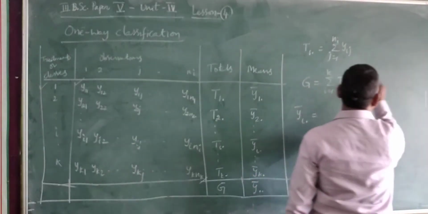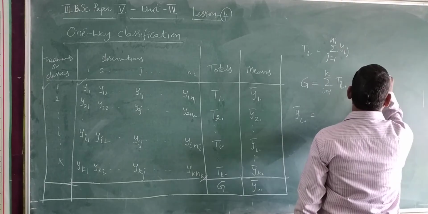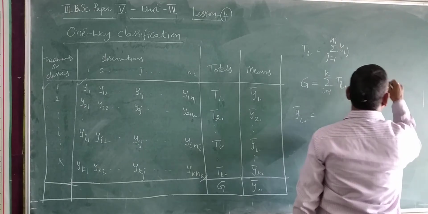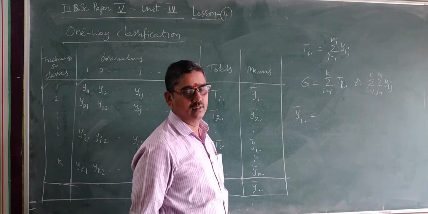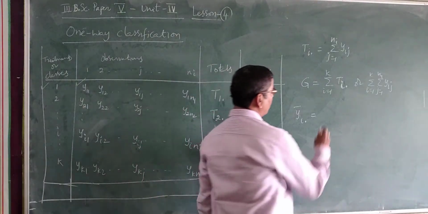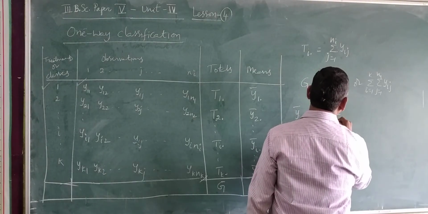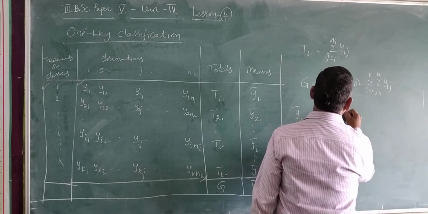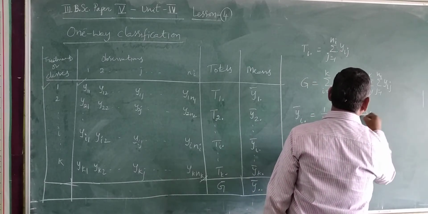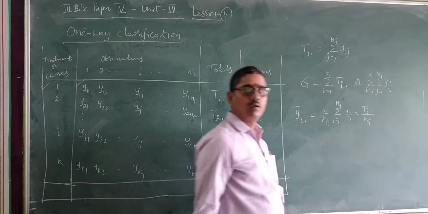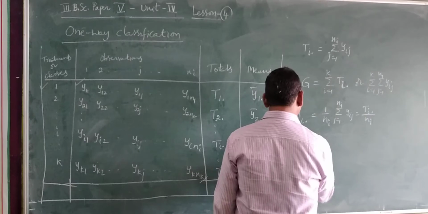Another formula also I give you: summation i is equal to 1 to k, summation j is equal to 1 to ni yij. Like that also you can calculate. And y bar i dot, the formula, is nothing but 1 by ni summation j is equal to 1 to ni yij, which can also be calculated by Ti dot by ni. And y bar dot dot, I give the formula of overall mean.